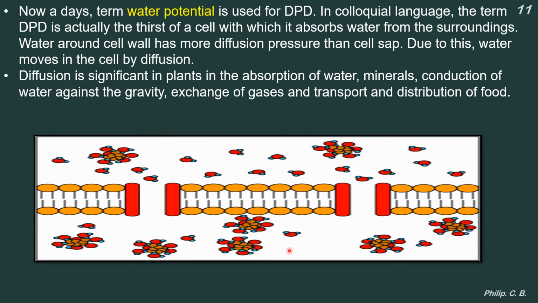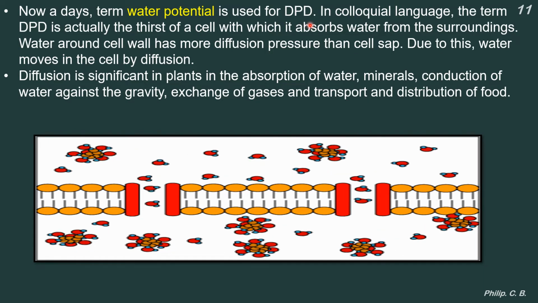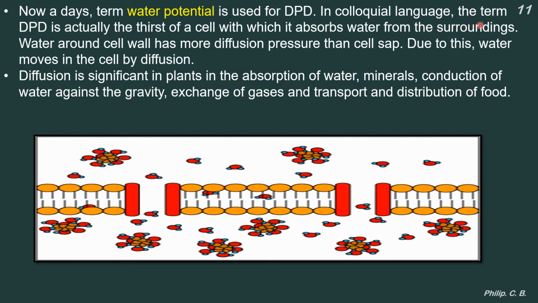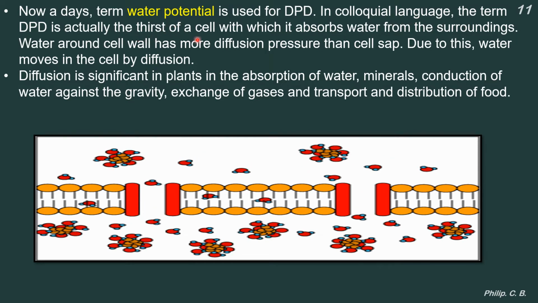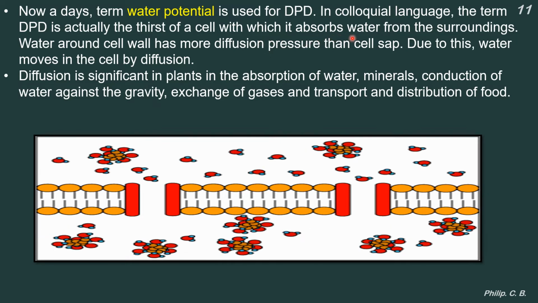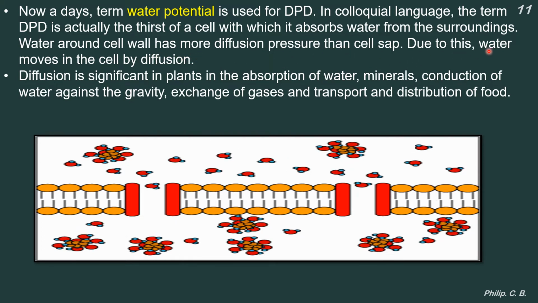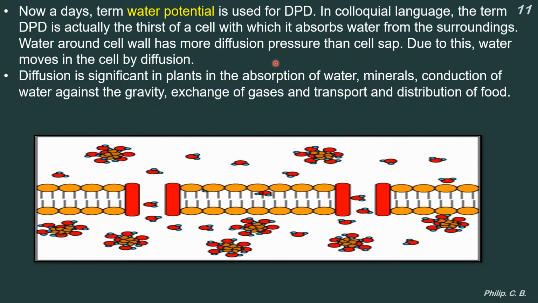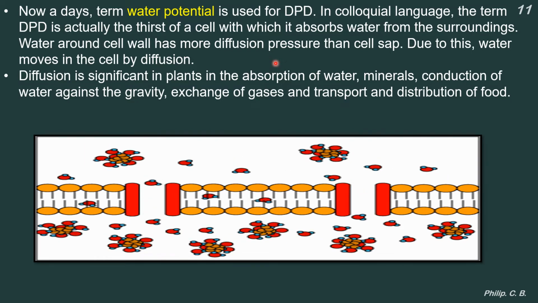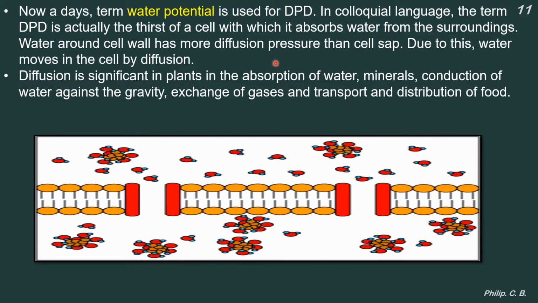Now moving further, nowadays the term water potential is used for DPD. So instead of DPD, you use the term water potential. In colloquial language, the term DPD is actually the thirst of a cell with which it absorbs water from the surrounding. Water around the cell wall has more diffusion pressure than cell sap. Due to this, water moves into the cell by diffusion. So here the term DPD is further changed to water potential. The term DPD in simple words means thirst of a cell.